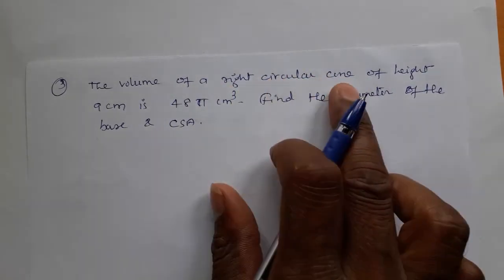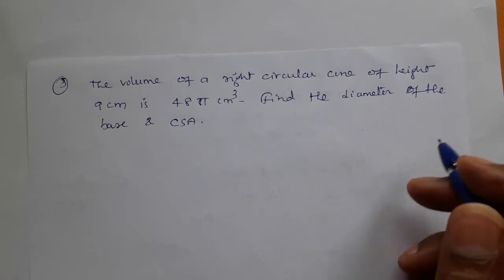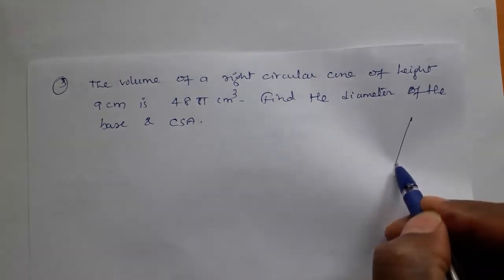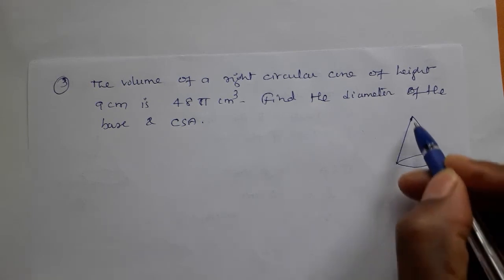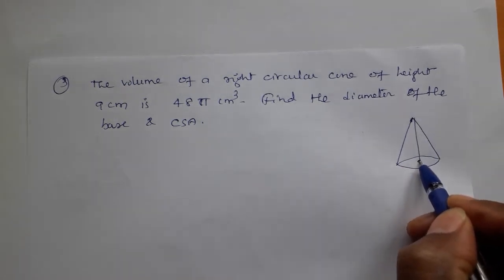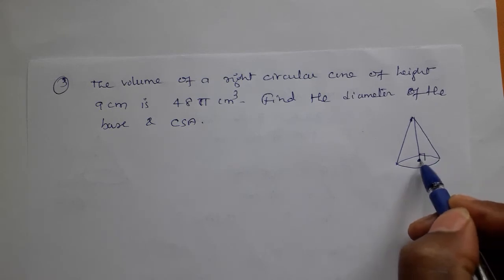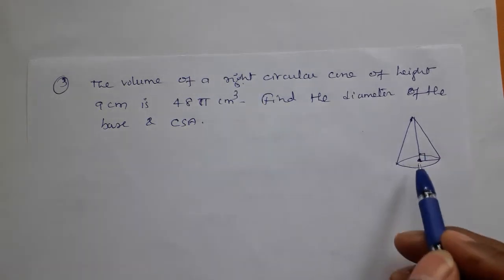The volume of a right circular cone. What is this right circular cone? See, cone or right circular cone, both are same. Right circular means the base is a circle and the height passes exactly through the center. It is always 90 degrees. So they are using right. Right means here 90 degree.